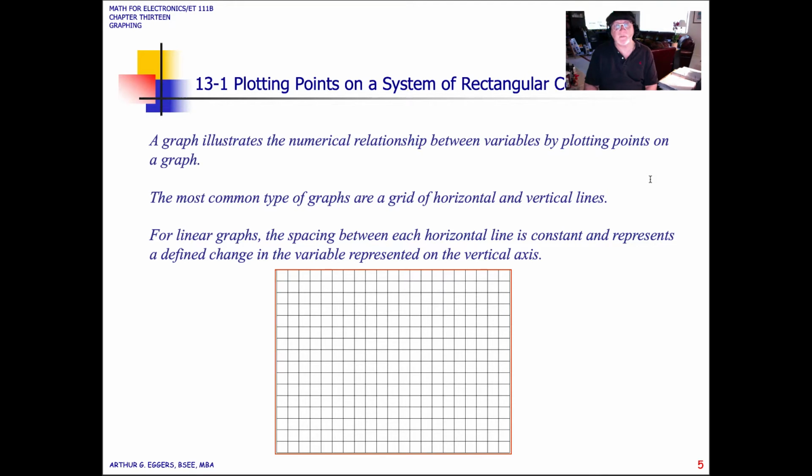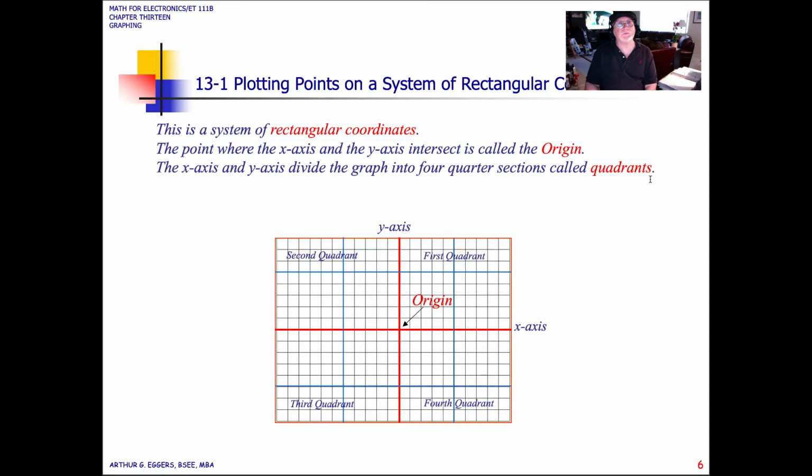And using a piece of graph paper like this, you can change the scale. For linear graphs, the spacing between the horizontal lines is constant and represents a defined change in the variable represented on the vertical axis. And so we'll start to see later how we plot on these using something called independent and dependent variables. So the system of rectangular coordinates, the Euclidean or the Cartesian graphing, looks like this.